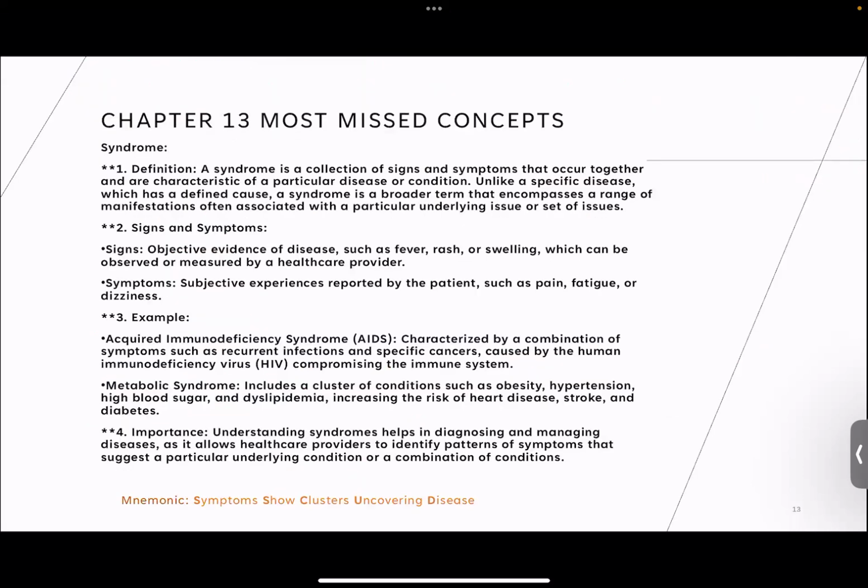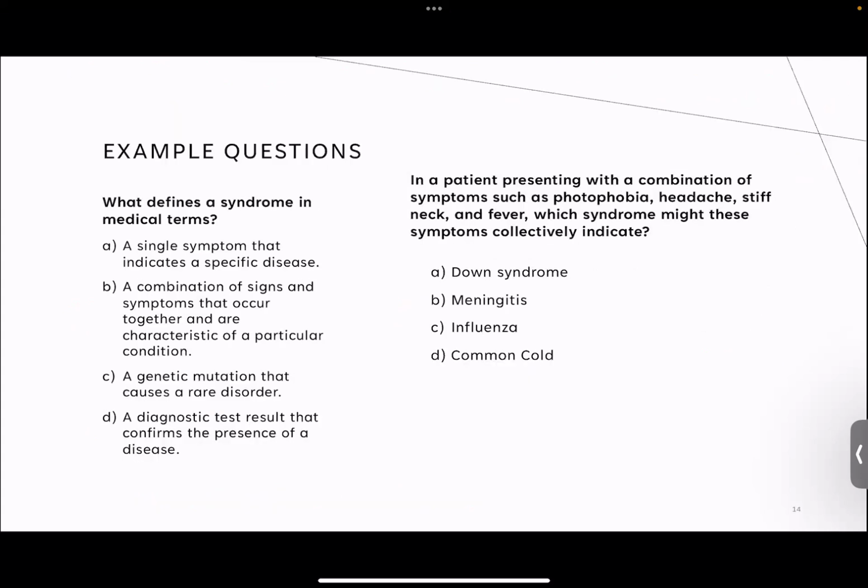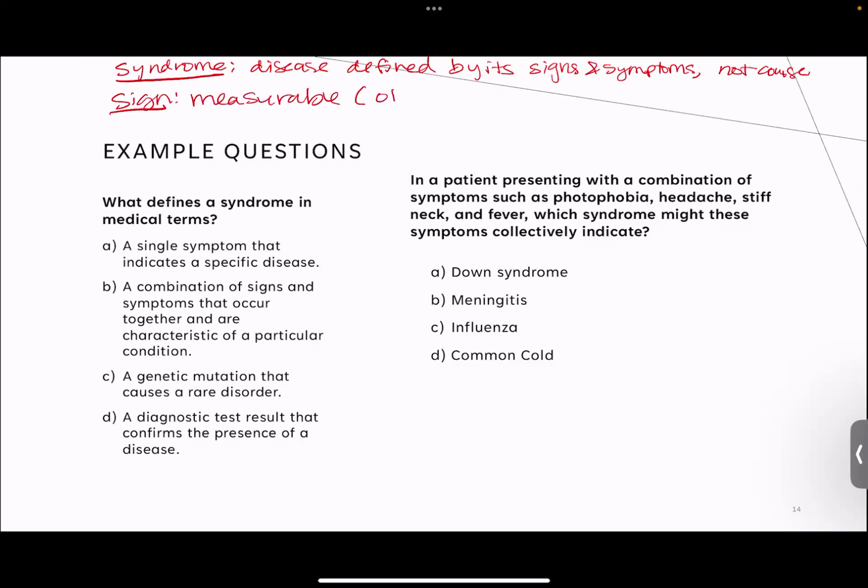All right, the next one is syndromes and signs and symptoms. So we'll put our little cheat up here. A syndrome is a disease defined by certain signs and symptoms, not its cause. Whereas a sign is measurable, also known as objective. Objective is probably how normal people would say it, but I always enunciate it. Symptom, subjective, just reported.